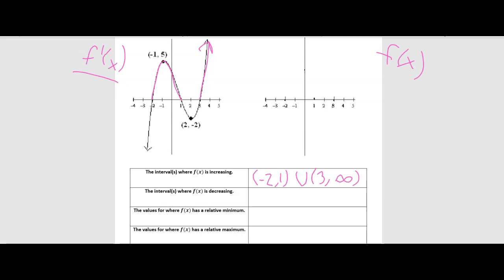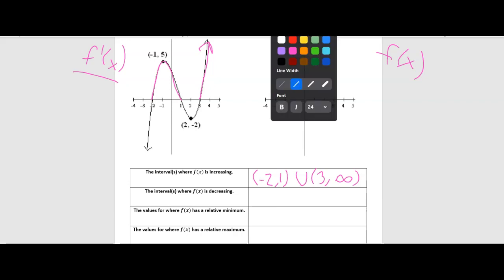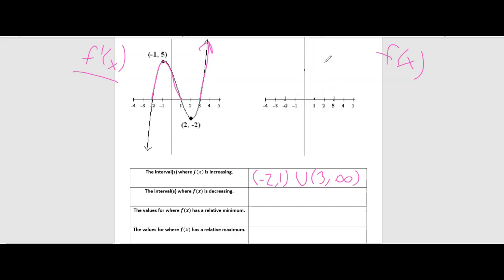Okay, let's see the intervals where f of x is decreasing. Well, if f of x is decreasing, that means the derivative is going to be negative. So I'm going to do this in blue. We have -infinity to -2, union 1 to 3. So those are the intervals on which the f of x graph will be decreasing.